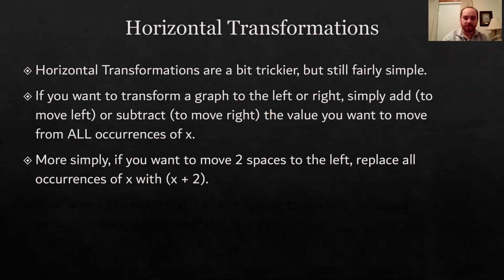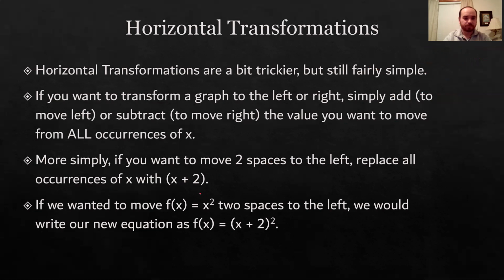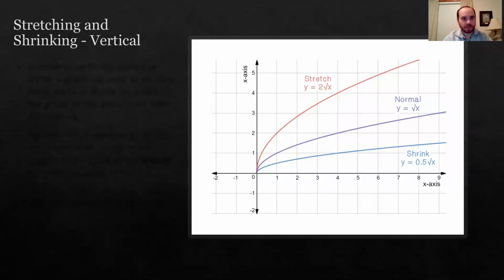So that's the reason that this actually transforms things. In this case, if we wanted to move f of x = x squared 2 spaces to the left, we would add to our new equation as (x + 2) squared. Okay, a couple of other ones.